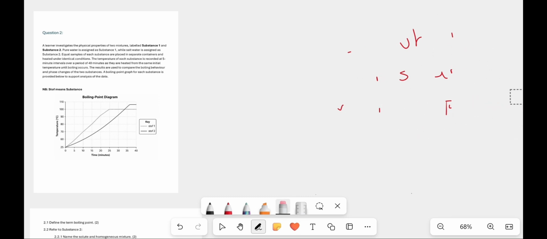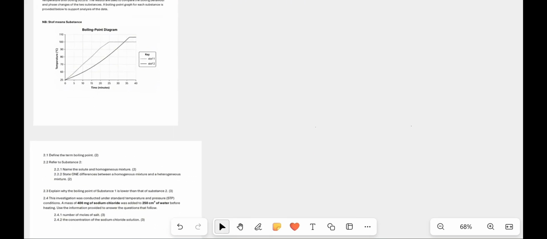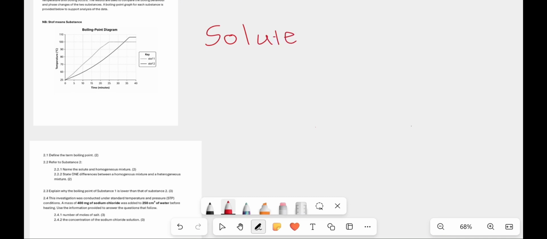Okay. Then we are going to look at our other question. Our other question says, refers to substance 2. So now you're not going to focus on stof 1. You're going to focus on stof 2, which is substance 2. And now it says name the solute. So name the solute. Ooh, okay. Name the solute. They want the solute. And they also want the homogeneous mixture.